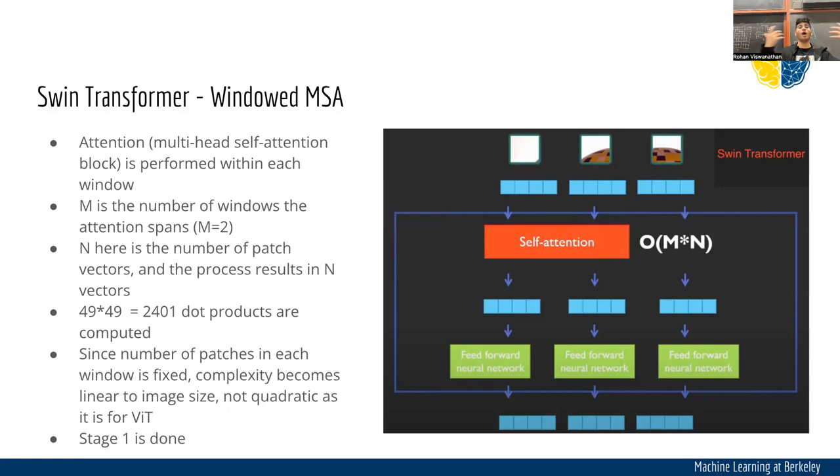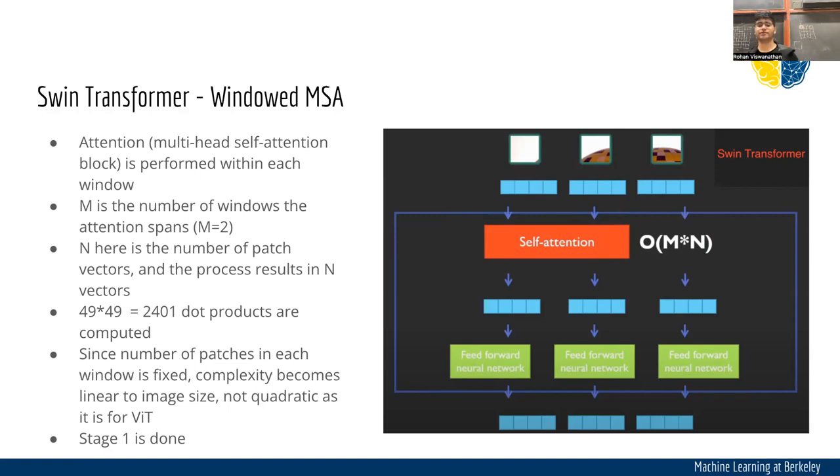So the total number of dot products that we're computing is 49 times 49. Since the number of patches in each window is fixed, we know it is guaranteed to be 49, and that's not changing. Complexity will become linear to image size and not quadratic as it is for ViT.